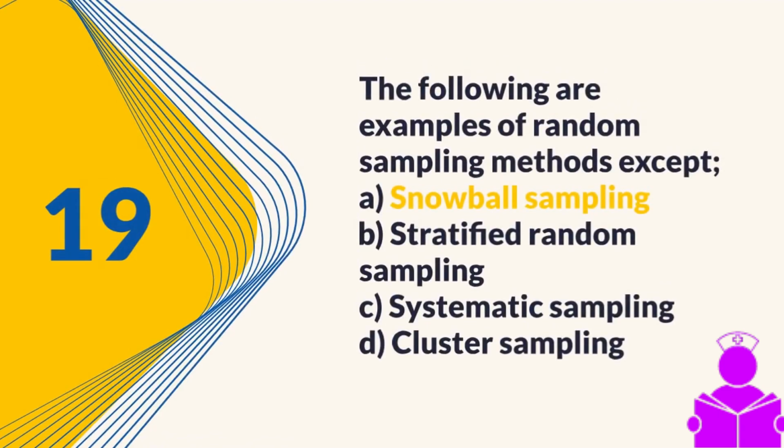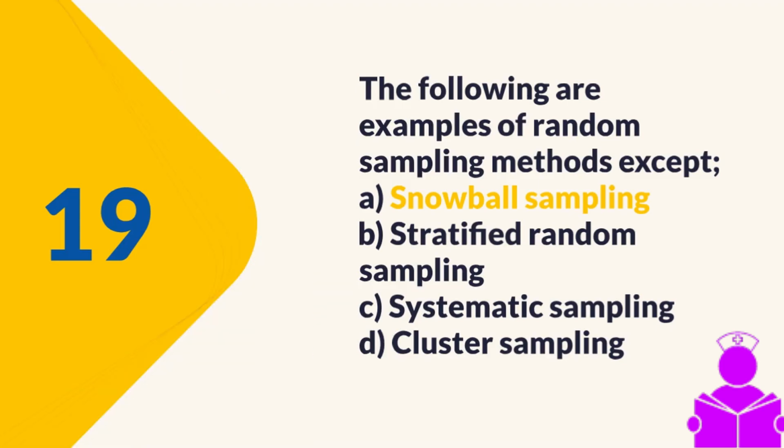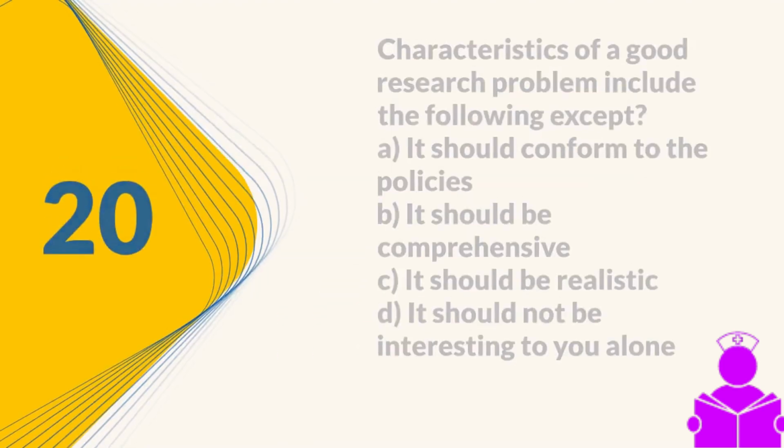Answer, A. Snowball sampling, as we know that snowball sampling is a non-probability sampling technique where existing study subjects recruit future subjects from among their fellows. Options B, C, and D are examples of random sampling methods, where every member of the population has an equal chance of being selected.